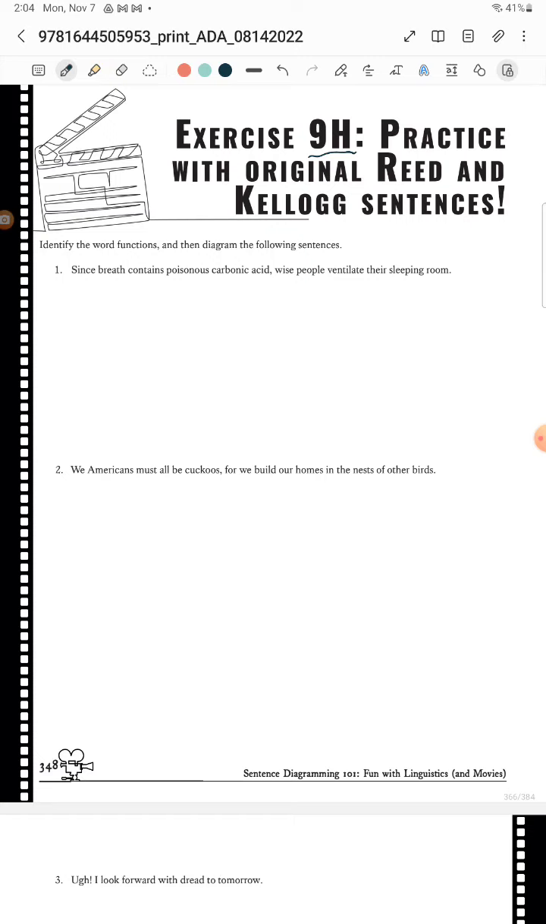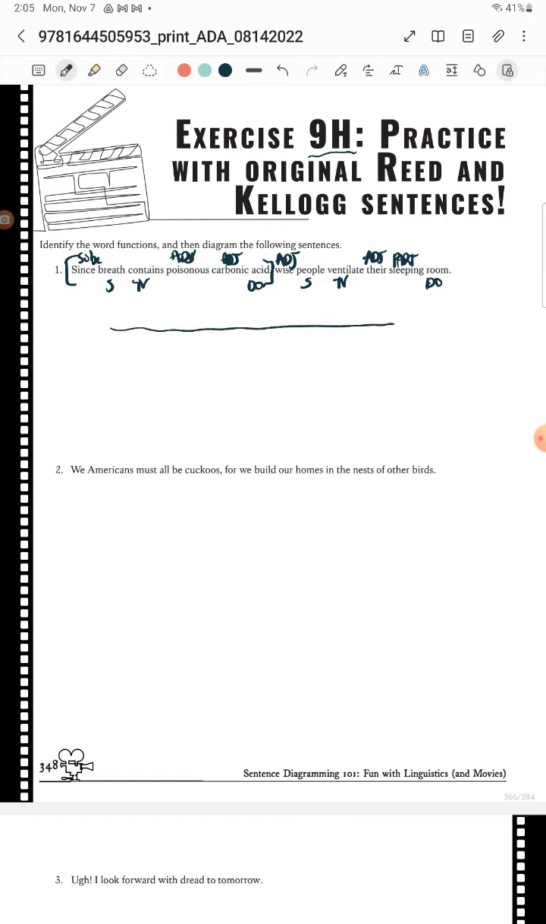Since breath contains poisonous carbonic acid, wise people ventilate their sleeping room. Yeah, not a practice around anymore in the 2000s. But we've got a subordinating conjunction. We've got breath contains what? Contains acid. Didn't know that, but apparently. And then these are both adjectives. What kind of acid? And then we've got people ventilate what? Room. And then that's a participle. A couple of adjectives.